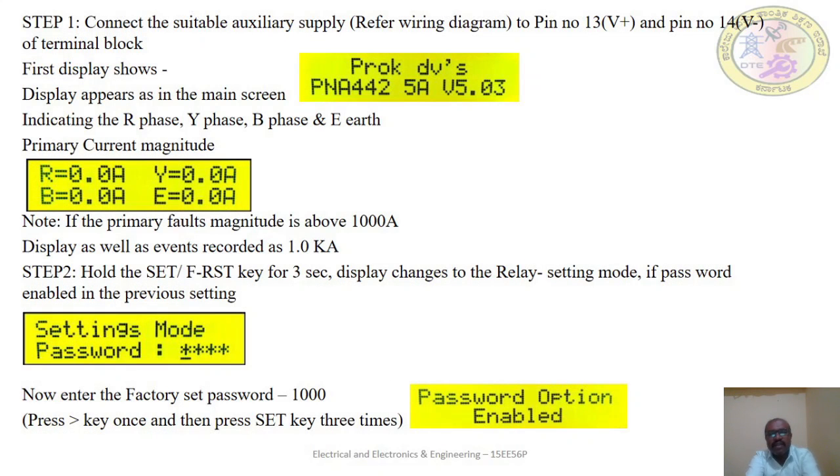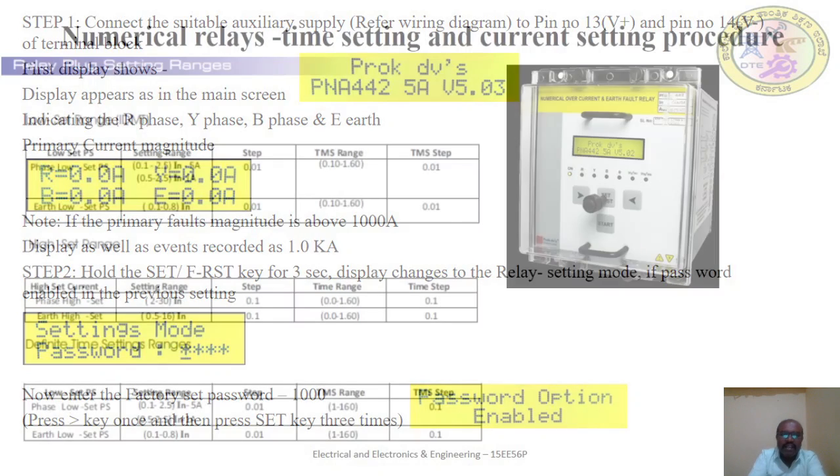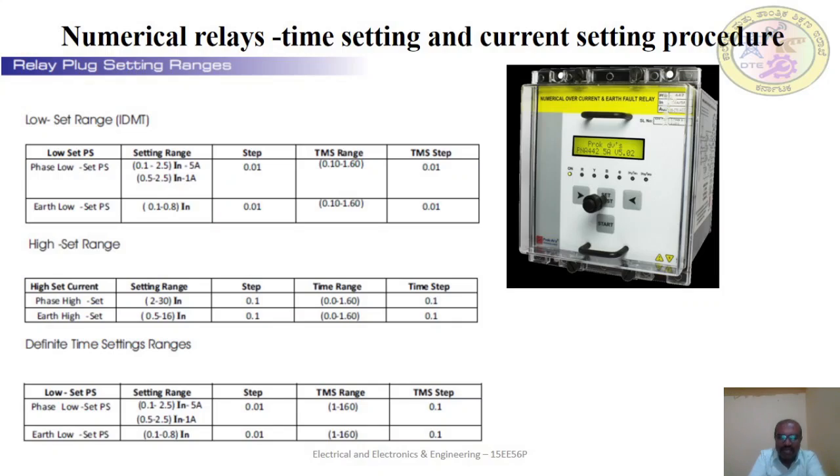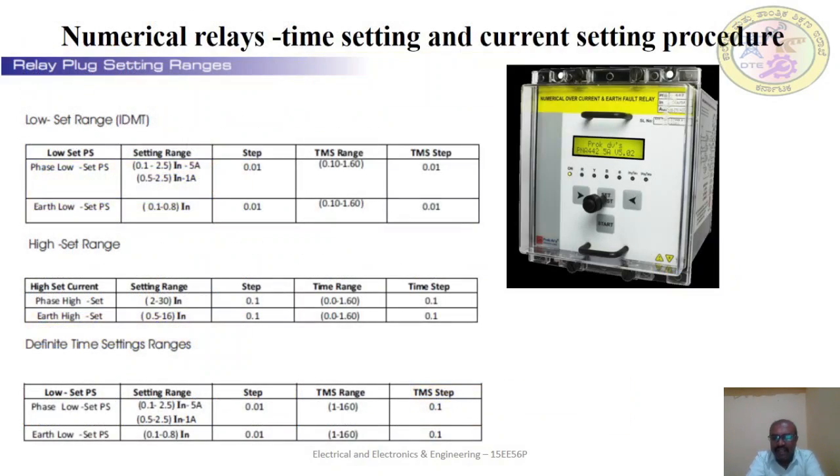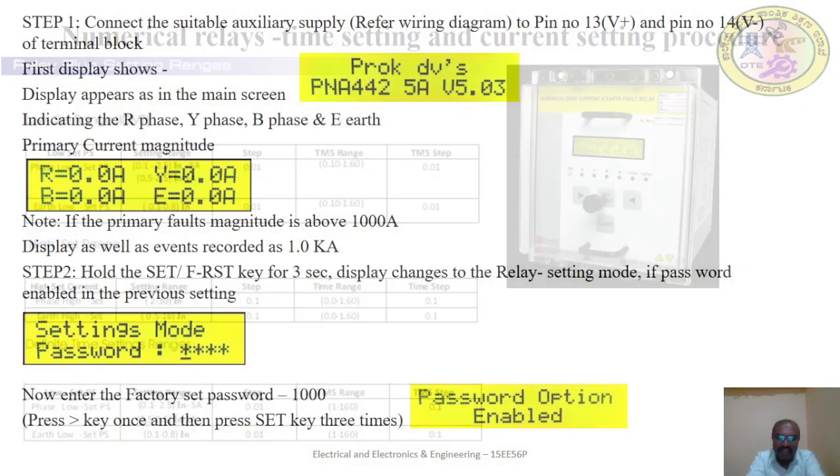Next, what is the procedure to change the PSM and TSM in a numerical relay? What is the time setting procedure? First, if you see in a diagram, there will be push button type. You can see in a diagram there is a set reset push button and the push button for arrow mark to change the parameters.